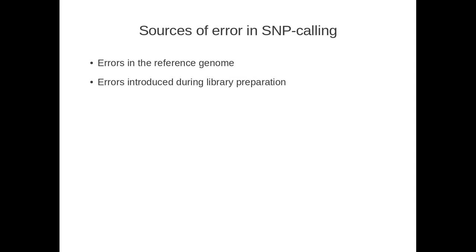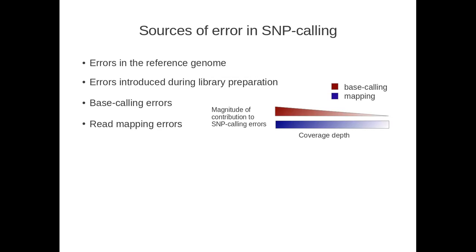There are errors introduced during library preparation. An example of this are the PCR errors I referred to in the lecture. There are base calling errors. This can be due to a lot of imaging problems or chemistry problems during the sequencing run itself. And then there are read mapping errors. I wanted to say something here, because I think which of these last two are major sources of error that we try to deal with in our data analysis, and which of these are relatively more important in causing errors, will depend on the coverage depth.